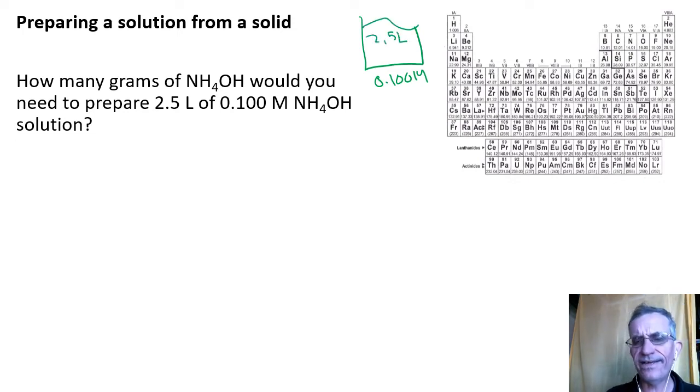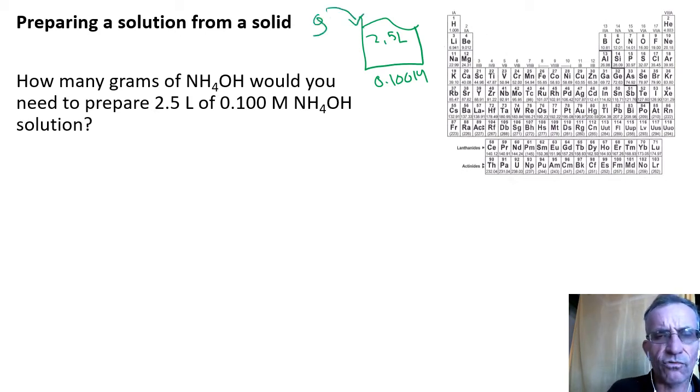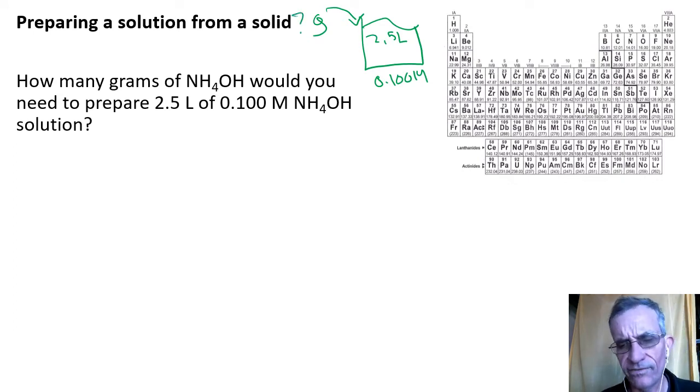So what I'm trying to figure out is how many grams of this ammonium hydroxide I would need to dissolve in the water. I guess you would use 2.5 liters of water. How many grams of this stuff would I need to weigh out so that when I toss it in the 2.5 liters of water, I end up with a 0.1 molar solution? So I know the concentration I'm aiming for. I'm trying to figure out what weight of this solid I need to use to make that concentration.